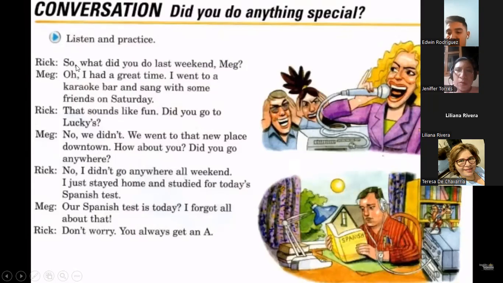Here we have this conversation. Of course, we are going to practice it. But first, let me read it for you, so you can get the pronunciation.